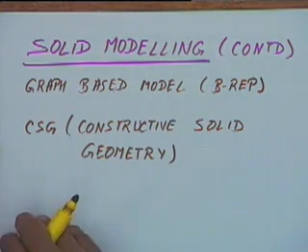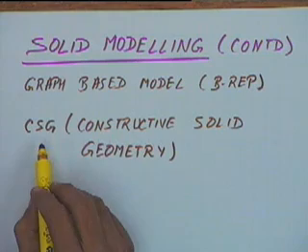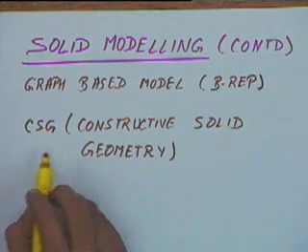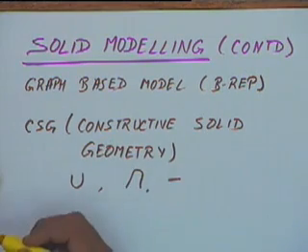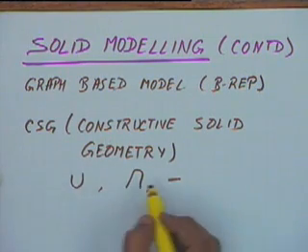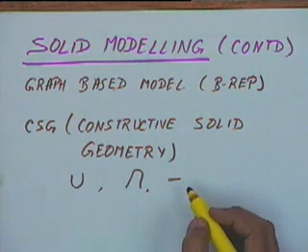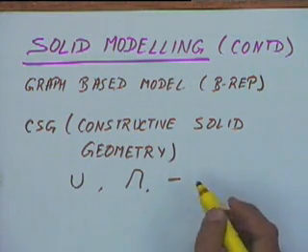In the CSG model we said that any solid is built by the help of a set of Boolean operations, and those operations are union, intersection and the difference operation. So we take primitives and perform these Boolean operations on those primitives to construct a solid.